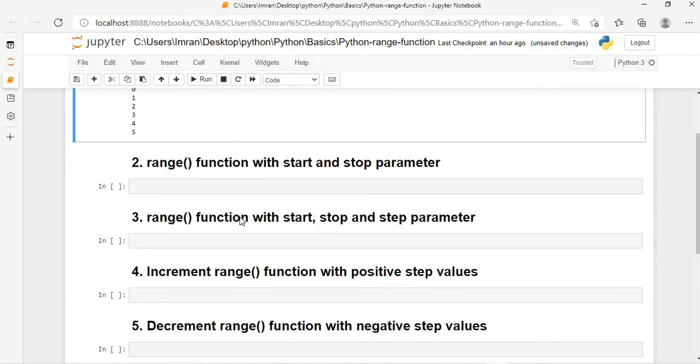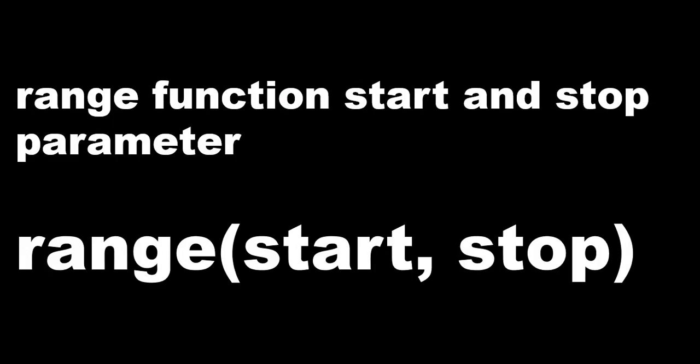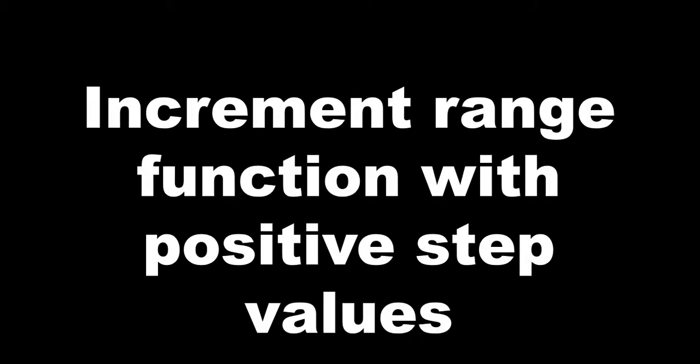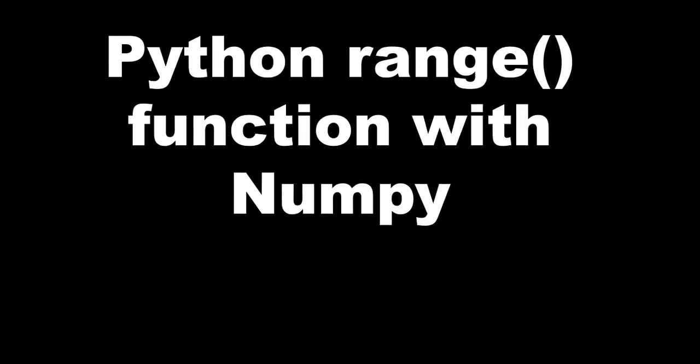Now we'll see the start and stop parameters. In this session we'll cover the range with start and stop, then range with start, stop, and step. Then we'll cover the range function with positive step values and with negative step values, and then we'll access the range function with index values. After that we will cover merging the output of two range functions using the chain method from itertools, which is a Python package. The Python range function with NumPy will be covered in the next session.